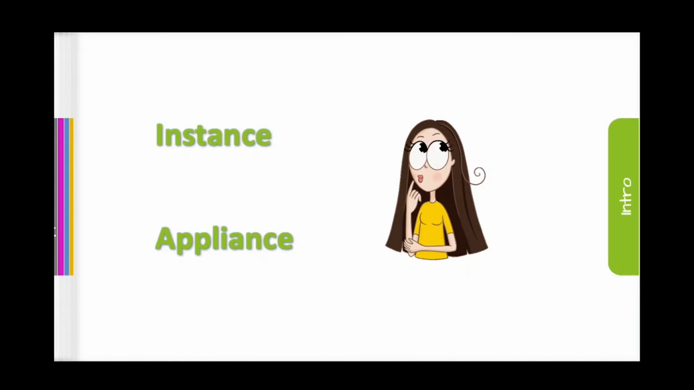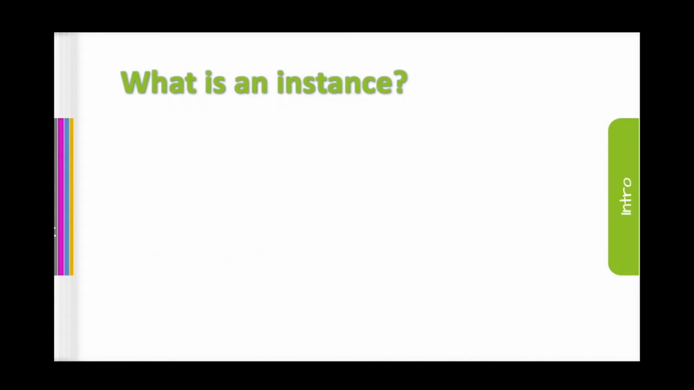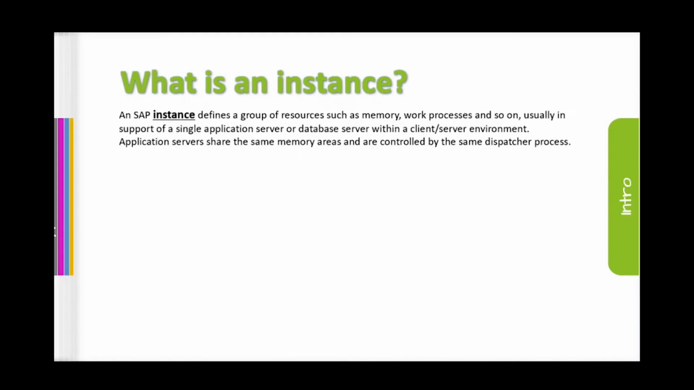Let's start by reviewing what an instance is. If you visit the help page of SAP, you will read that an SAP instance defines a group of resources such as memory, work processes, and so on, usually in support of a single application server or database server within a client-server environment. Application servers share the same memory areas and are controlled by the same dispatcher process.